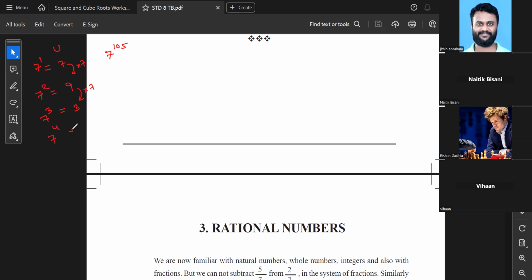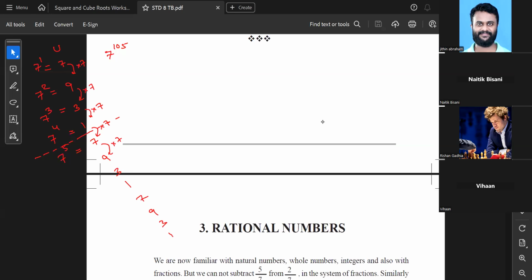7 raised to 4, what happens? This 3 is again multiplied with 7. 3 multiplied by 7 is how much? 21, which again goes as 1. Then 7 raised to 5, what happens? This number is again multiplied by 7. So 1 multiplied by 7 again goes as 7. Now, technically speaking, first time it was 7, then 9, then 3, then 1, then again comes 7. So again, if you multiply this with 7, you'll get 9, then 3, then 1, then 7, then again 9, again 3, again 1. So the cycle is going to be repeated till the end.